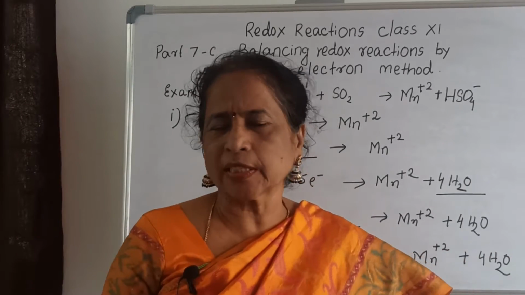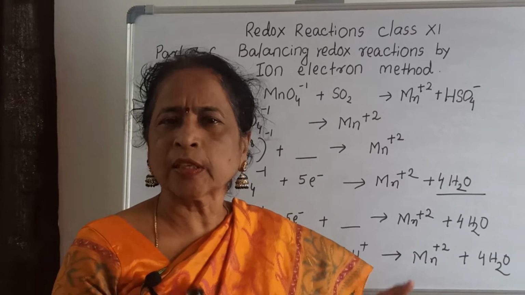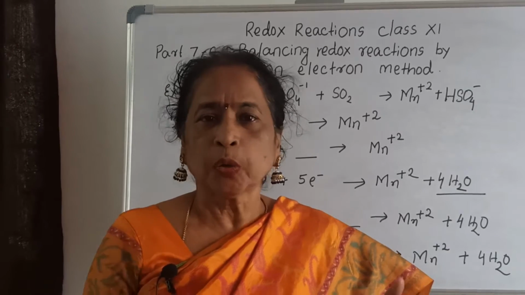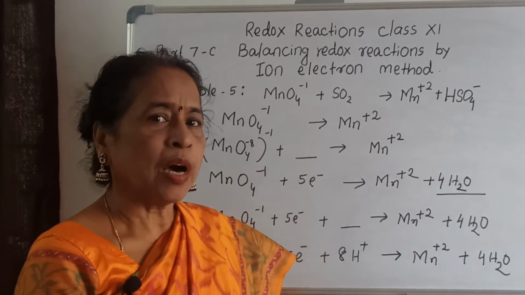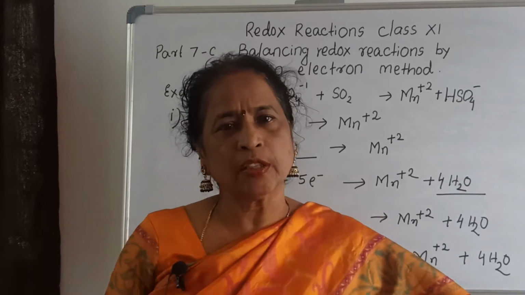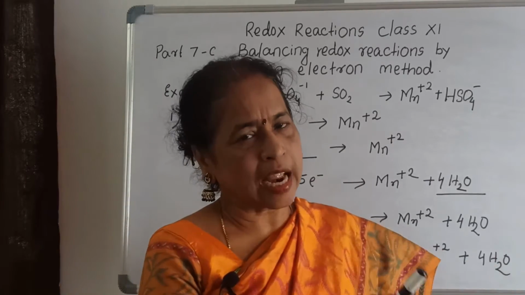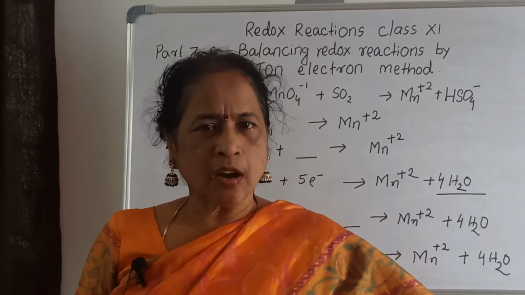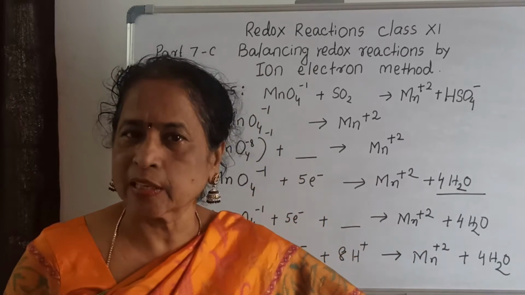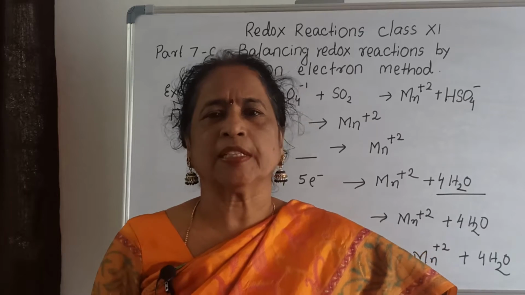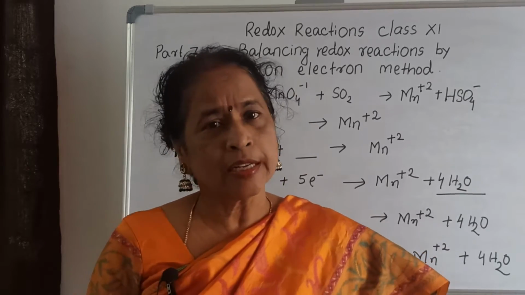What does half reaction mean? The equation that is given is separated into half reactions. Two half reactions mean one is reduction, the other one is oxidation. In one half reaction, reduction takes place, that is, addition of electrons. In the other half reaction, oxidation takes place, that is, loss of electrons.